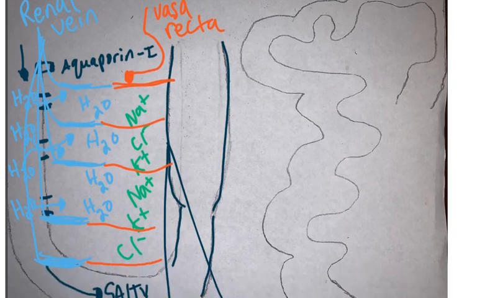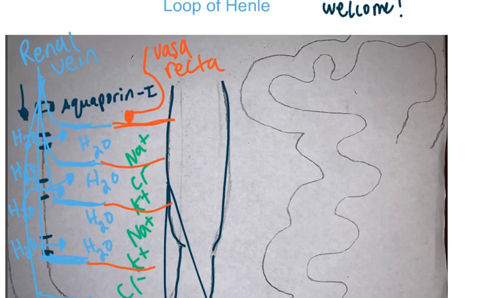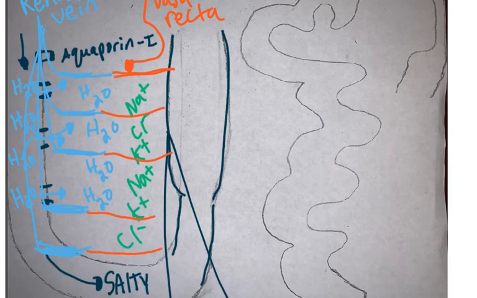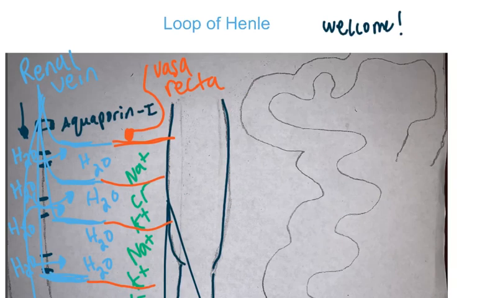So that's the basic idea, the loop of Henle in our renal medulla. Let's write that down. The loop of Henle is actually in our renal medulla.